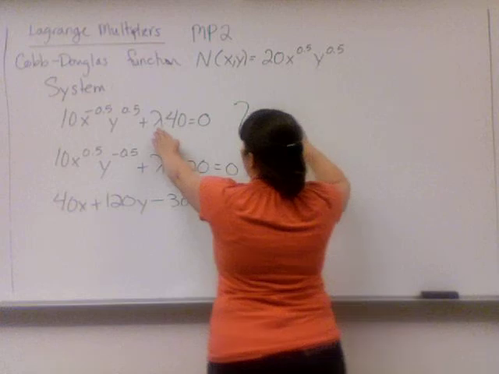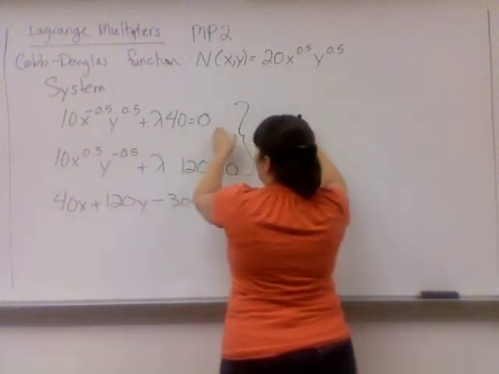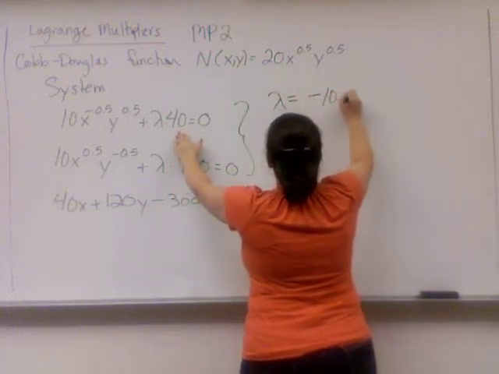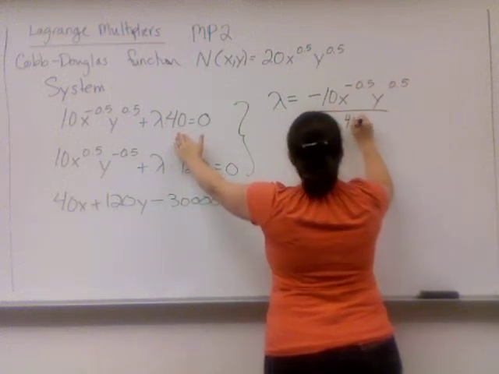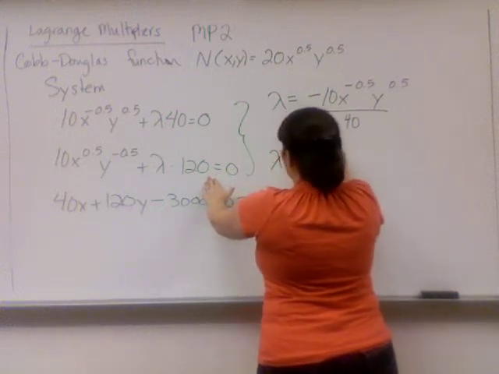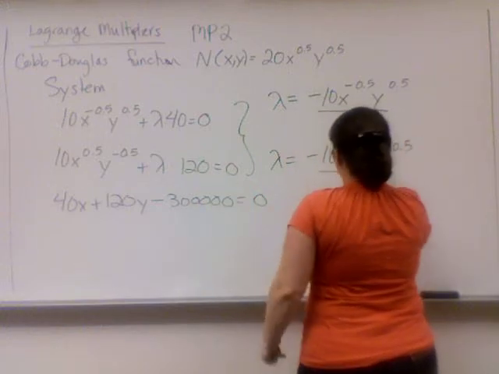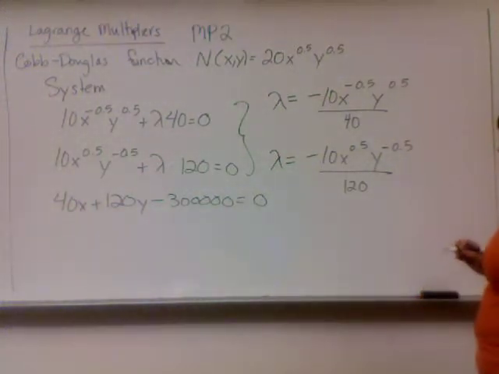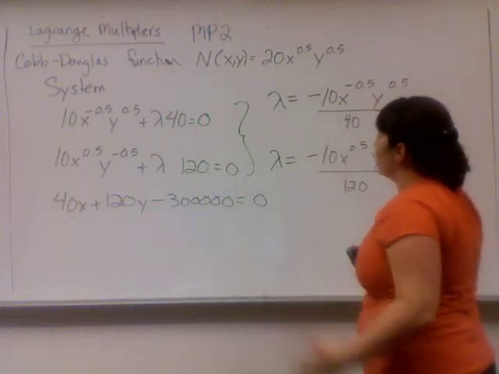If we solve for lambda in this case, that would be the same as doing what? Subtracting this expression over to the other side and dividing by 40. So I would get lambda equals negative 10 x to the negative 0.5 y to the 0.5 over 40. And in the second one, I would get lambda equals negative 10x to the 0.5 y to the negative 0.5 over 120. Since these are both equal to lambda, I can set them equal to each other. And here's where the trick will come in.